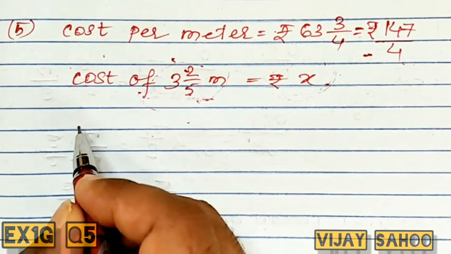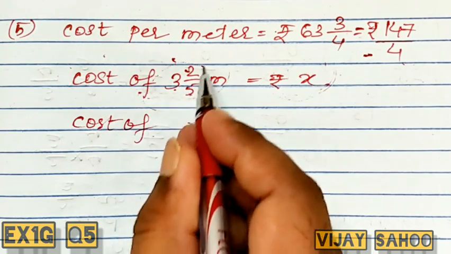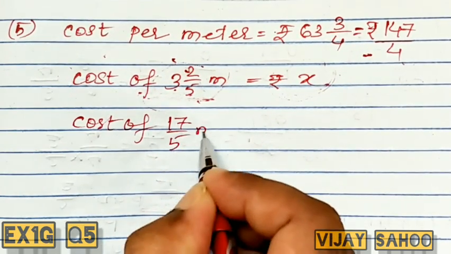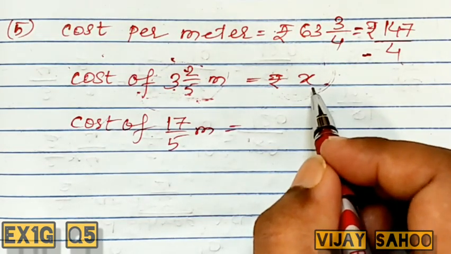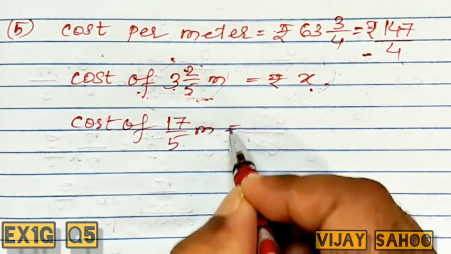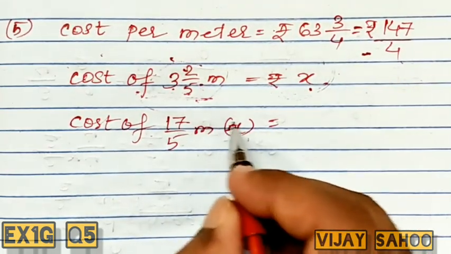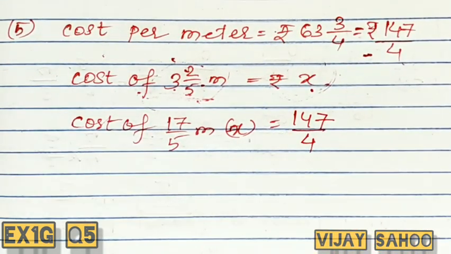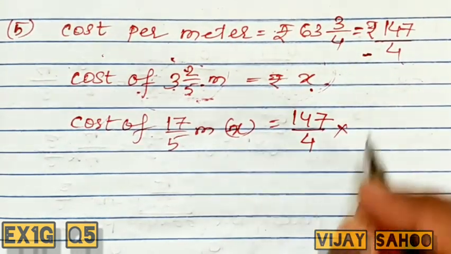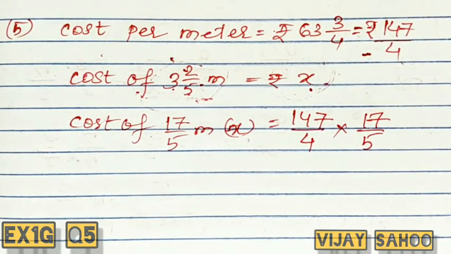So the cost of this, that is 3 2/5, that is 17 by 5 meter, is equal to, what will be the value? So we will be considering it as an x. So I kept x in the bracket, so this value will be x. It will be multiplied. The value of 1 meter is 147/4. So what will it be for 3 2/5 meters? That is 17/5 will be multiplied over here. Whatever the multiplication value is will be your final answer.